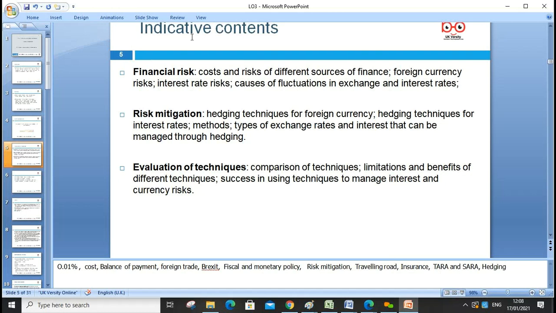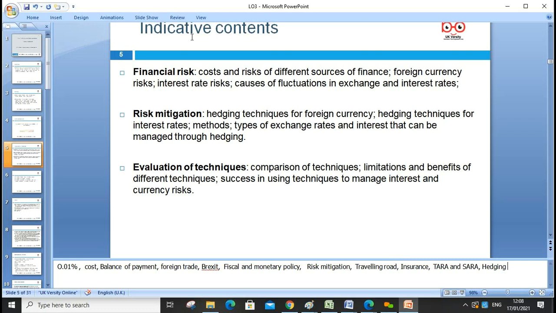Hedging means we deal in business in a foreign currency, and the currency always fluctuates. So what you can do is use the hedge service from the bank. You can fix the rate by paying a fee. So when the currency goes up and down, it doesn't affect you. That's a hedge. So we can hedge it.